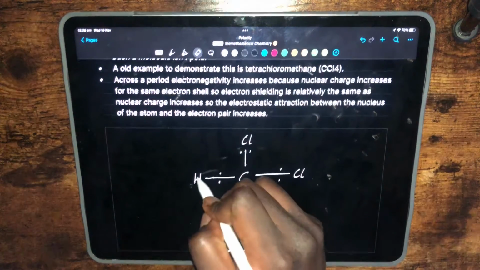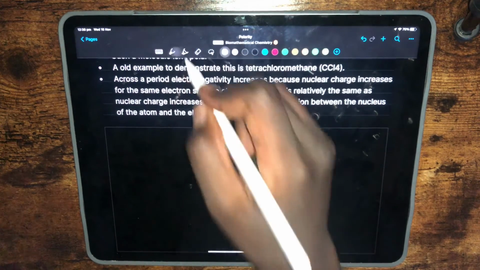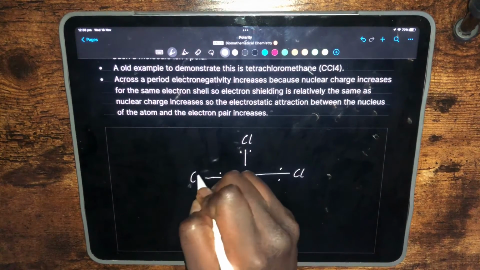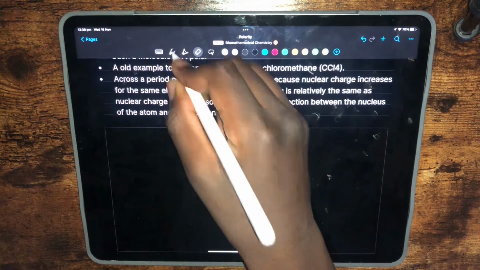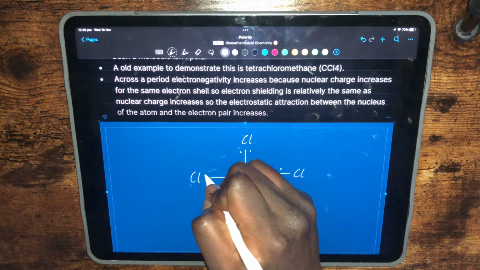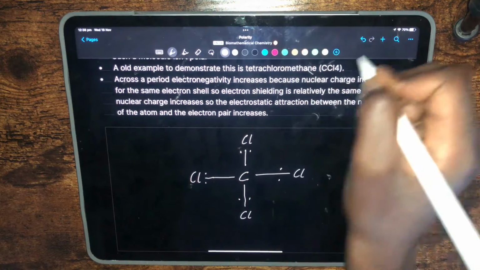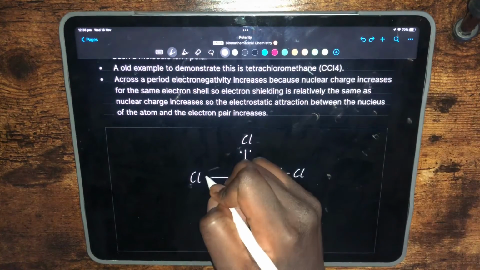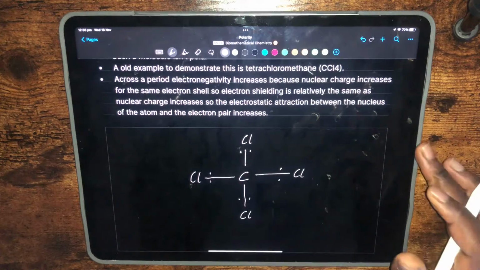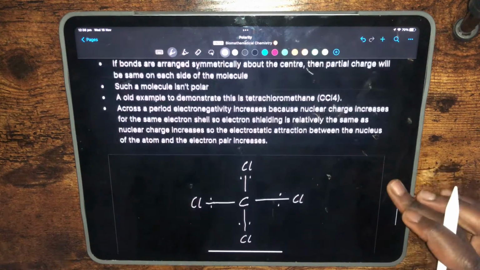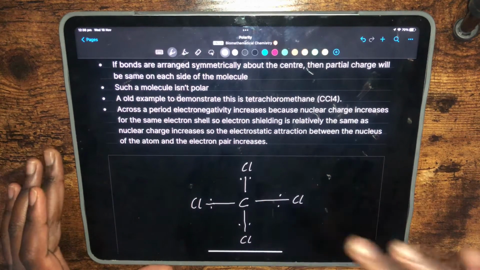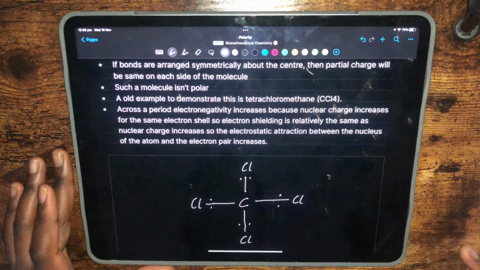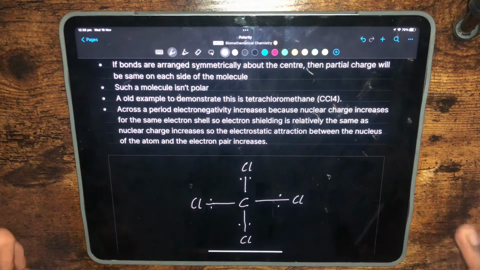So this is considered to be a polar molecule. However, with tetrachloromethane, this is no longer a polar molecule because the electrons are being equally pulled by the same amount on each side. The polar bonds are equally distributed amongst each side, and therefore this is no longer a polar molecule because it's equally being distributed on each side.